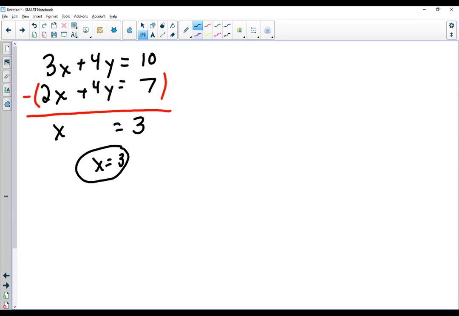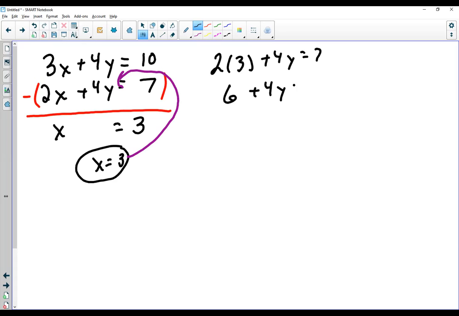You found one answer. Take it, plug it into one of the two equations. I'm going to do the bottom one because it has smaller numbers. I was also going to do that one. So 2 times 3 plus 4y equals 7. This is going to be 5. No, the 6. 6 plus 4y equals 7. 4y equals 1. What?